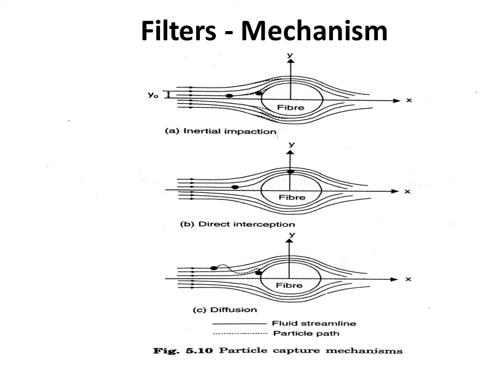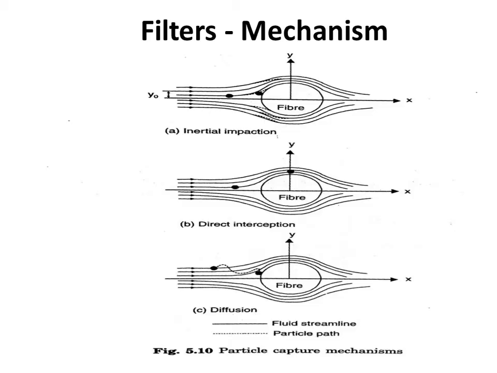Inertial impaction occurs when particles with high inertia follow a fluid streamline, but as they approach the fiber, their trajectory departs from the fluid streamline around the fiber. The departure of the particle from the streamline may be sufficient to allow the particle to deposit on the curved surface.